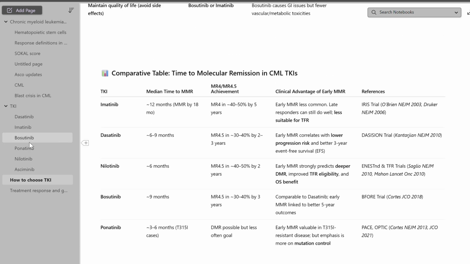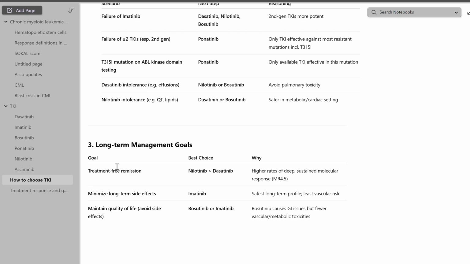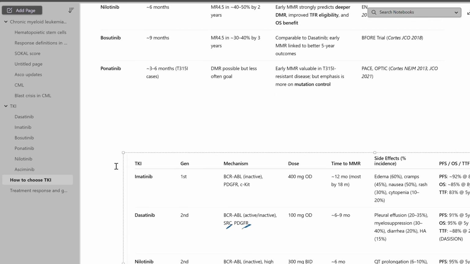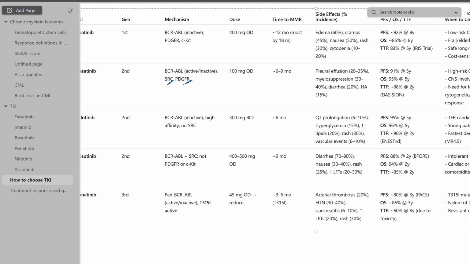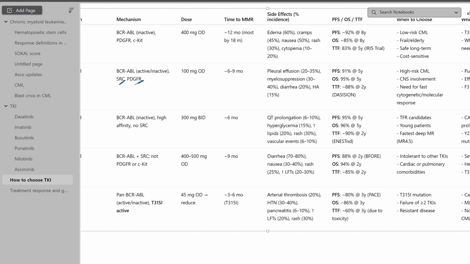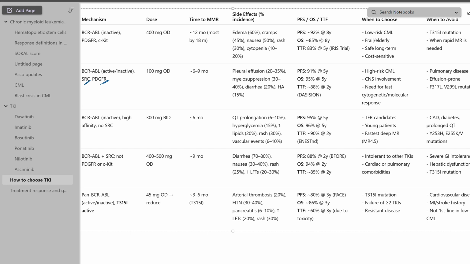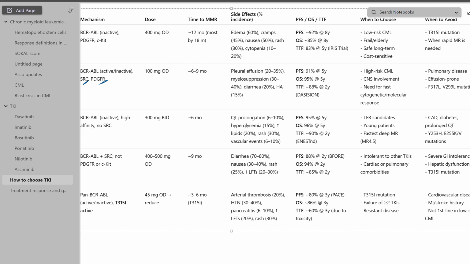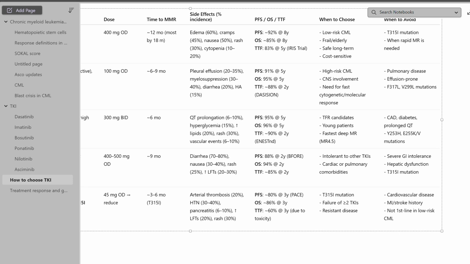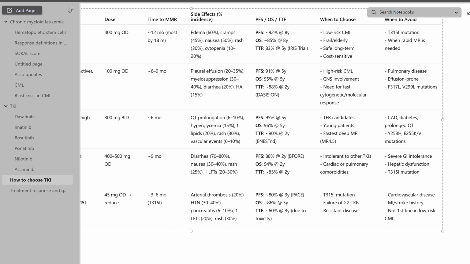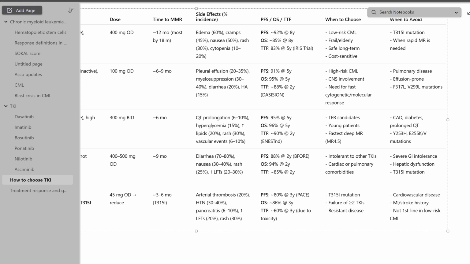Dasatinib will take 6 to 9 months to major molecular response. It's almost half the time of imatinib, but causes pleural effusion in 20 to 35%. It causes myelosuppression and diarrhea, but pleural effusion is very predominant, and you should avoid dasatinib in dyspneic patients with COPD. Anything with dyspnea, you should try and avoid dasatinib.